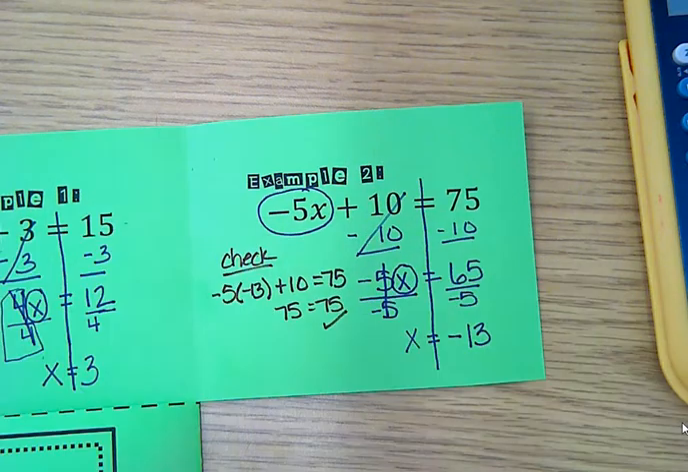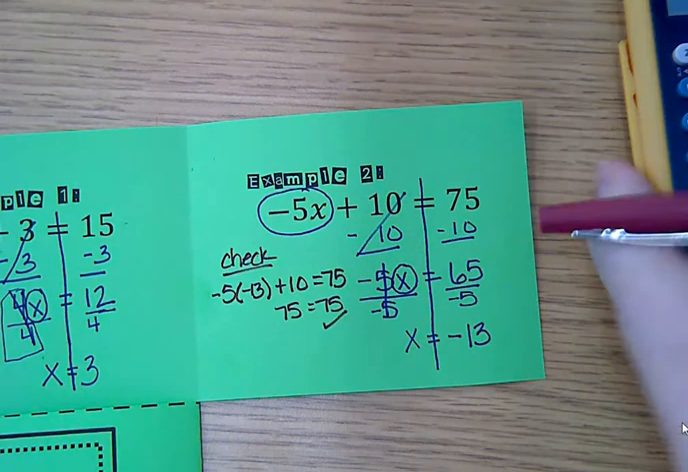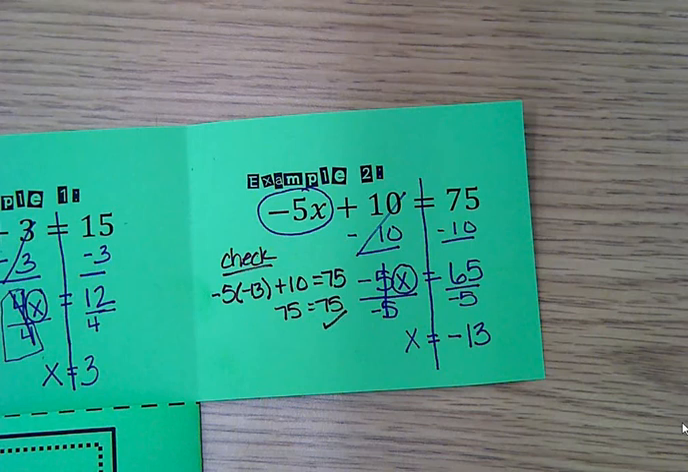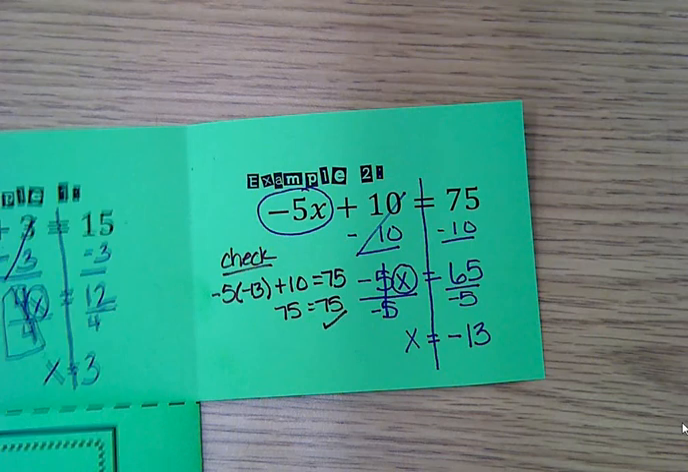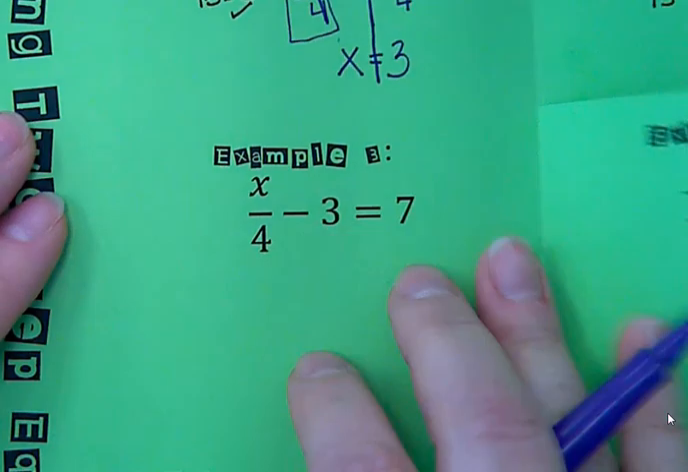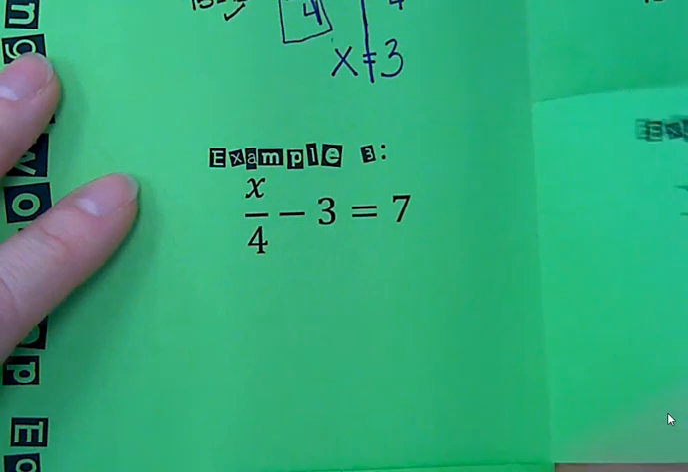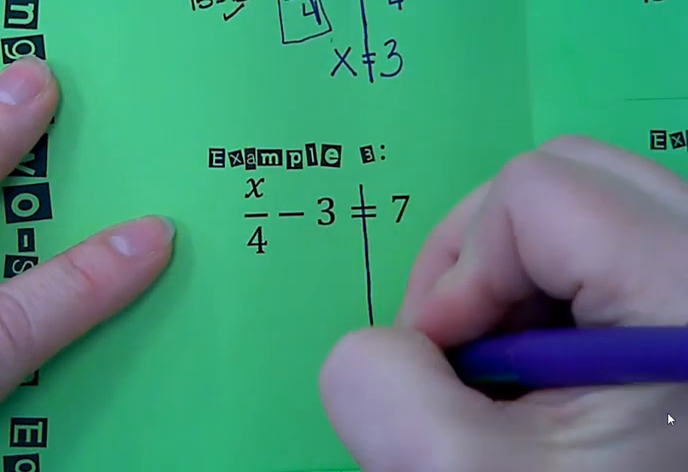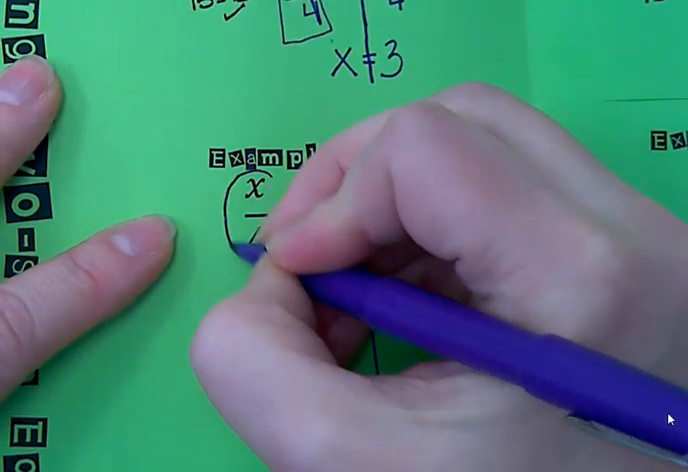And I know I'm right, I can move on, I don't need to worry about if I got credit for that or not. Okay, so let's try this one. x over 4 minus 3 equals 7. Let's draw the line. And let's circle the piece with the x that I don't want to touch yet.